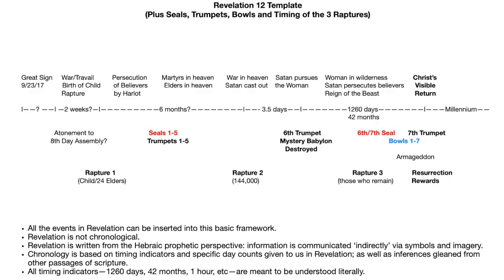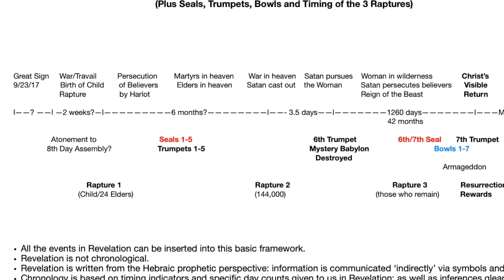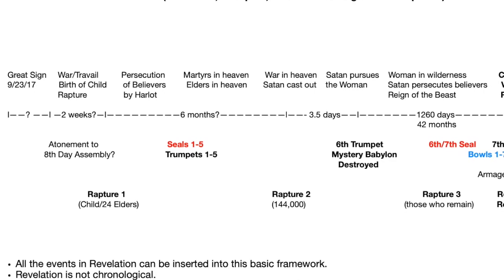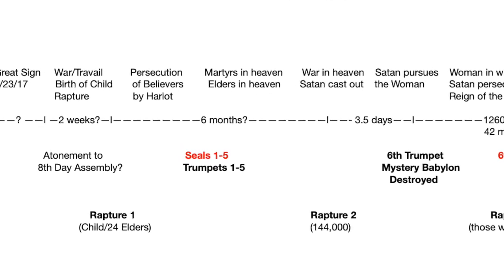So the harlot is going to be the one who is drunk with the blood of the saints, along with the earth dwellers and the kings of the earth, who are going to do their best to put an end to Christians. Okay, and that will take place, the seals 1 through 5 and trumpets 1 through 5, including the opening of the pit, are all going to happen during a 6-month period of time, approximately.